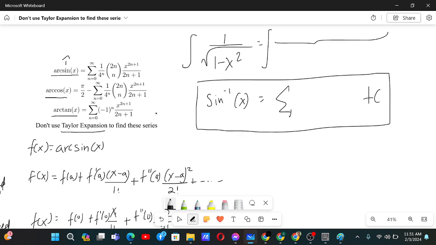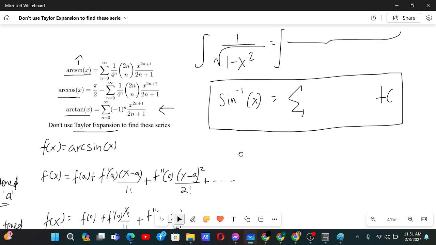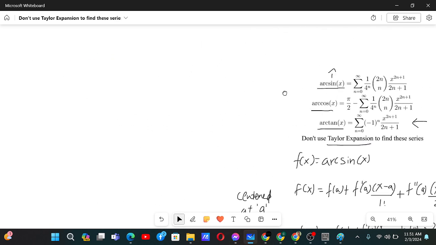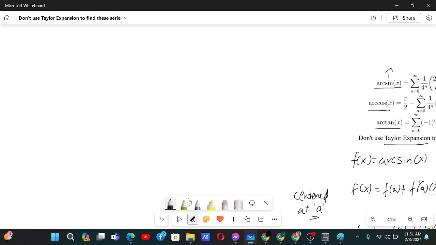Now I will try to show that for arctan of x first, since this one is a bit easier, and then we will go to the other two. For arctan of x we will use its derivative, which is 1 by 1 plus x square. To find the series expansion for this, we know that this is 1 by 1 minus of minus x square. Now this is in the form a by 1 minus r. If modulus of x is less than 1, modulus of minus x square will also be less than 1.